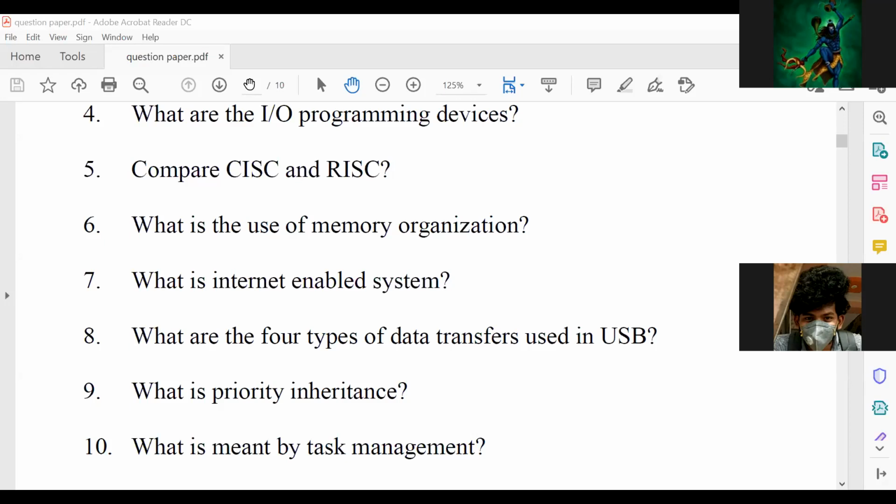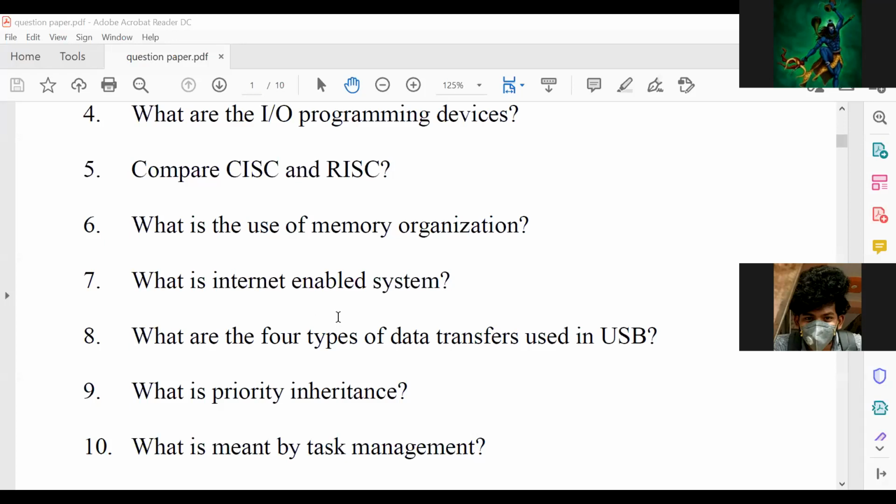Joshua Abhishek Kumar. Yes, ma'am. Tell me, Joshua Abhishek. What is internet enabled system? Sorry, ma'am, what is internet enabled system? If we think in a general way, it can send wirelessly. Yeah, actually, you just correlate with our unit.